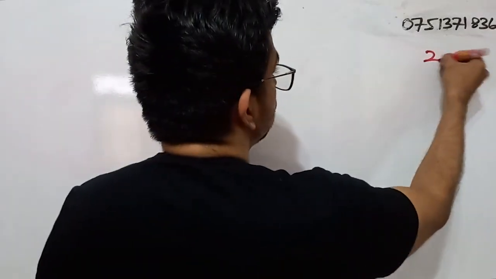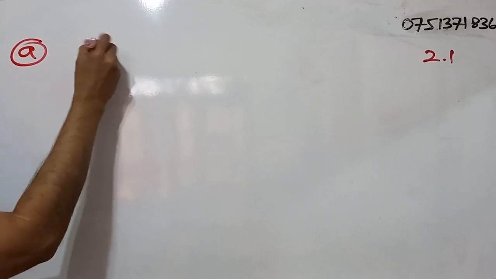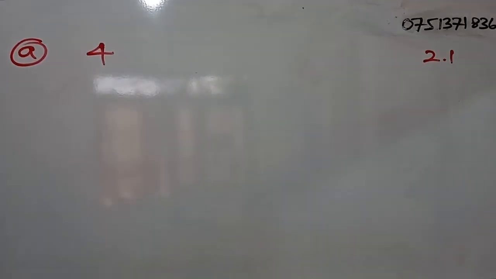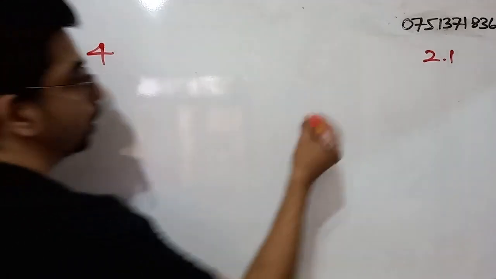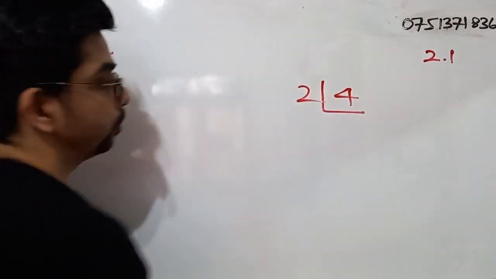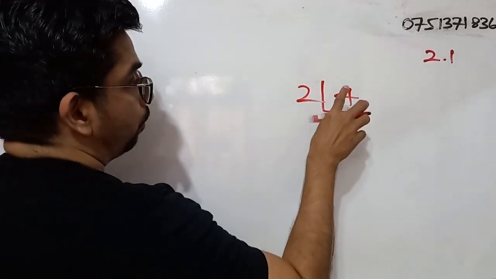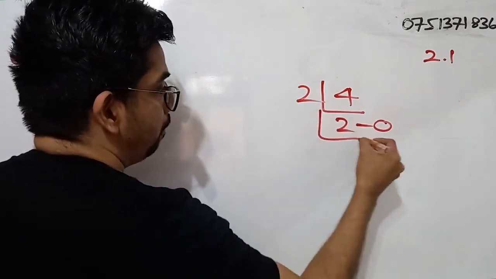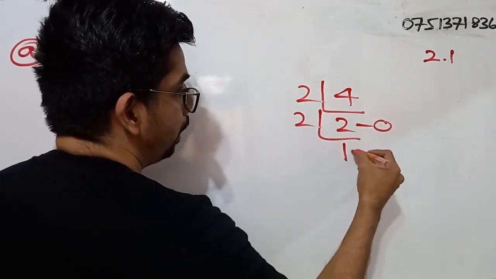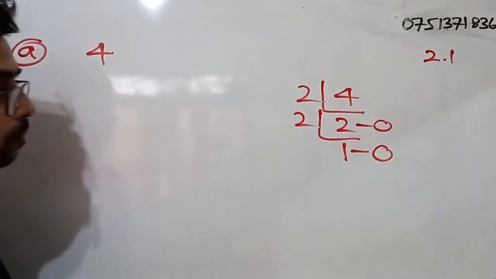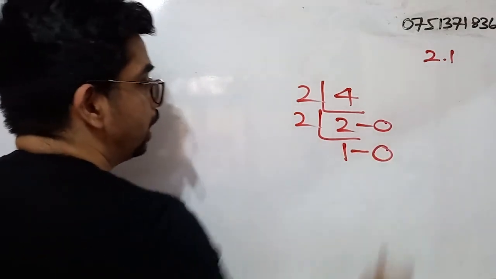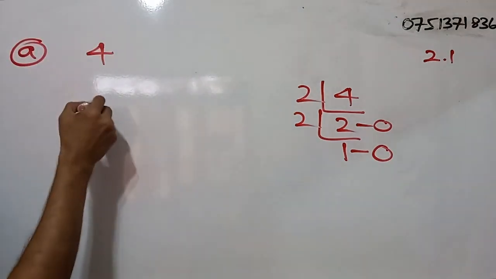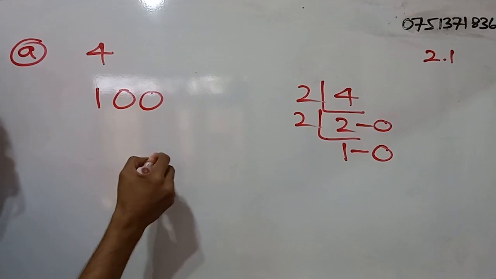Right. Exercise 2.1. Convert the decimal numbers given below into binary numbers. Simple A. What do we have? Number 4. So we have to convert this number into binary. So what do we do? We take 4 and divide it by 2. 4 divided by 2, we know the quotient is 2, the remainder is 0. Again we will divide by 2, so the quotient will be 1 and the remainder will be 0. Then we take these digits. So 1, 0, 0, what will be the base?